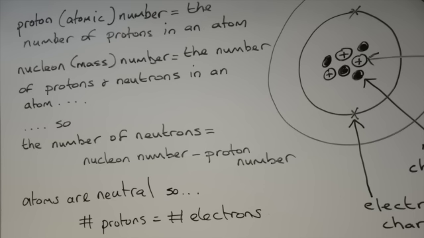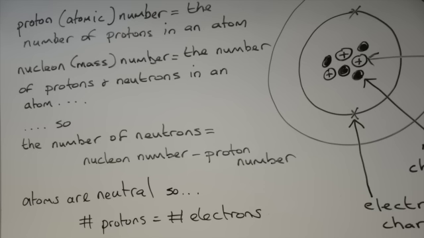The proton number, also known as atomic number, tells you the number of protons in an atom. And the nucleon number, or mass number, tells you the number of protons and neutrons in an atom. Notice that nucleon is like the word nucleus, so it's talking about the things that are contained in the nucleus. Now using these numbers, we can work out the number of protons and the number of neutrons in an atom.